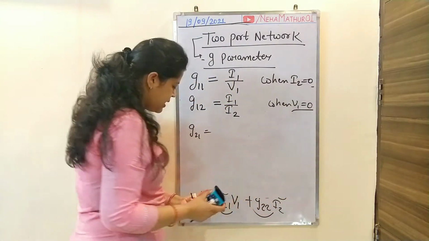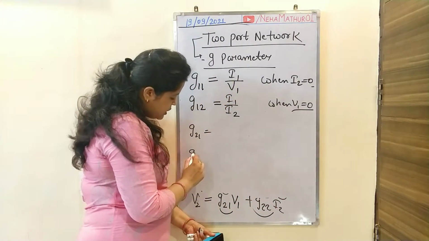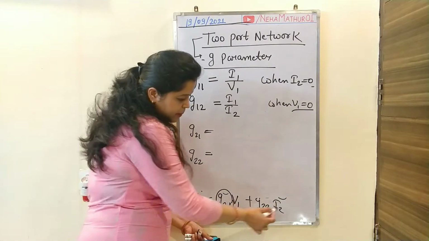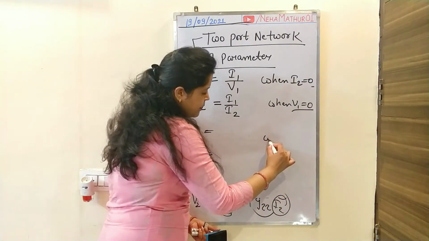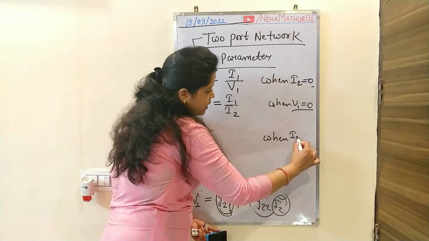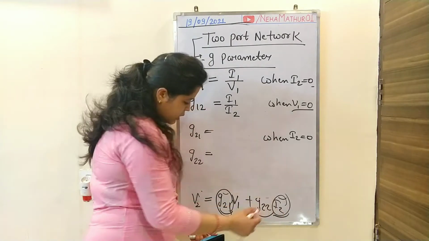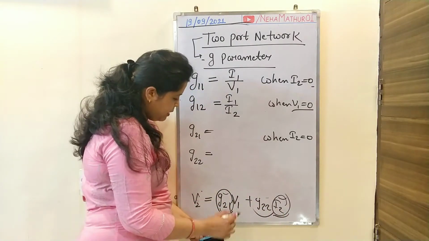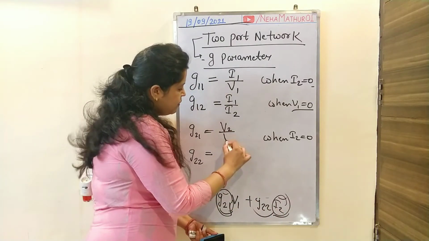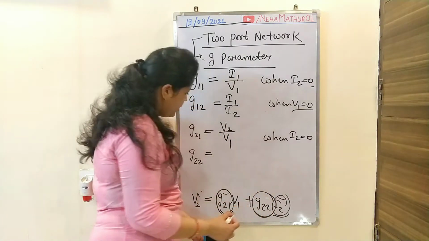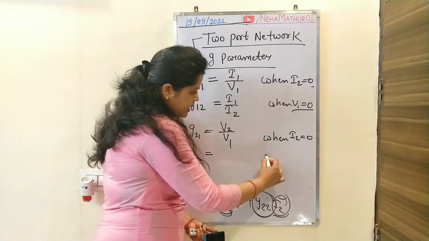Now the next task is, what about G21 and G22? So G21 can be calculated by putting I2 is equals to 0. So again I will have to take I2 is equals to 0, and once I am taking I2 is equals to 0, G21 will become V2 divided by V1. Similarly G22 can be calculated by putting V1 is equals to 0.